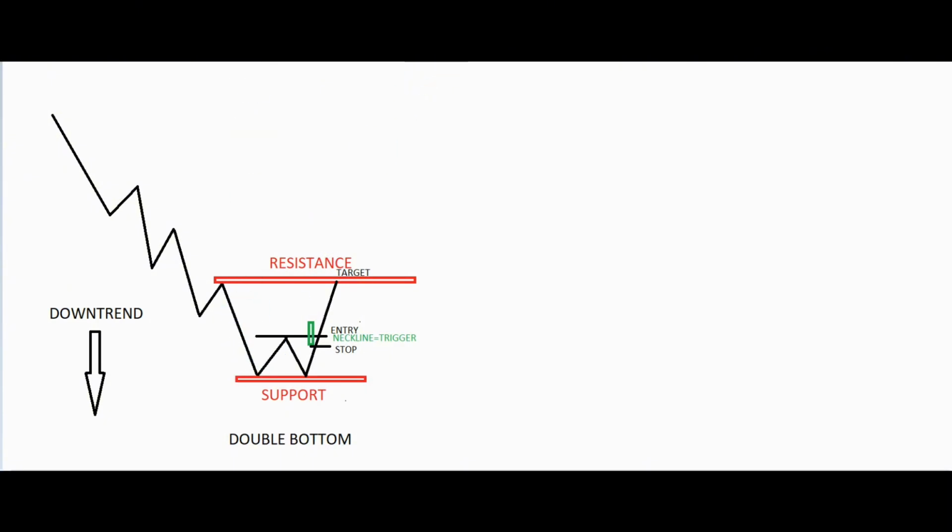Here, a complete trading system has been shown to you that you can use in your trades. I would like to draw your attention to an example of the double bottom pattern from the XAU USD chart.